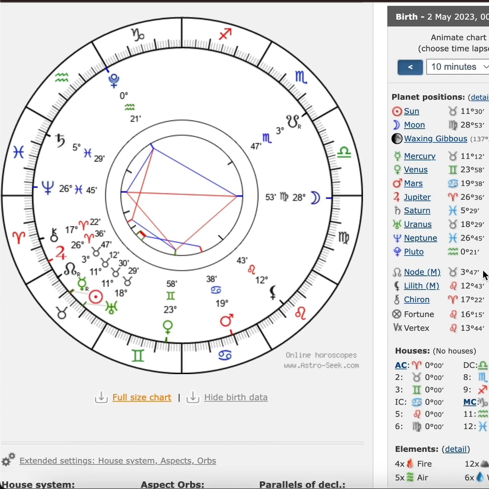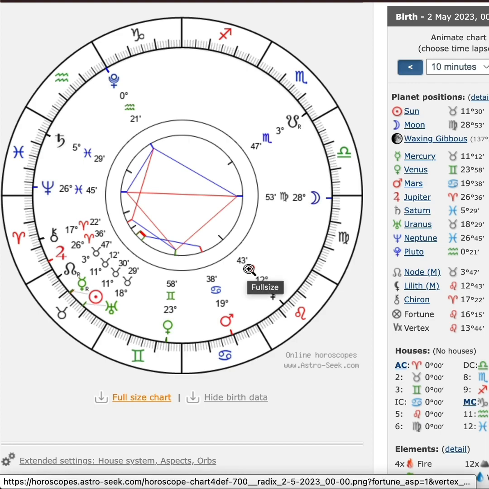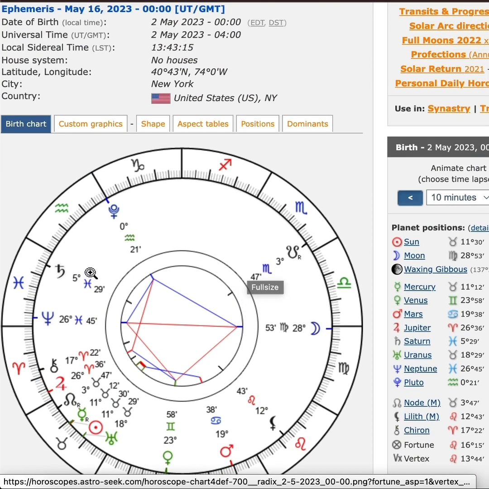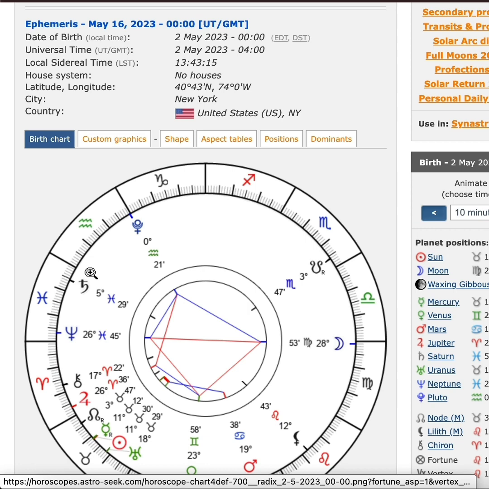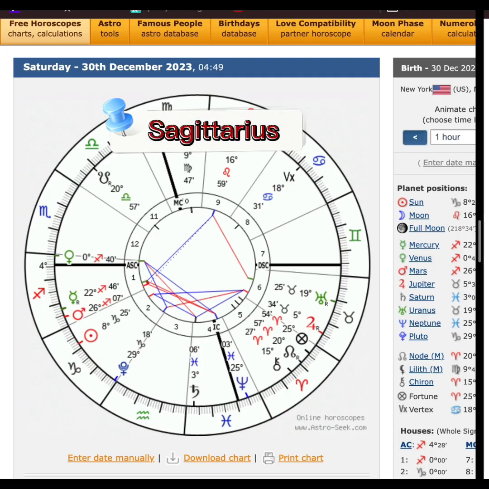And then Pluto will enter Aquarius officially January 20th, 2024, which happens to also be America's inauguration day. Interesting. Please write down those dates. Sagittarius. Anyway, Sun, Moon, and Rising.